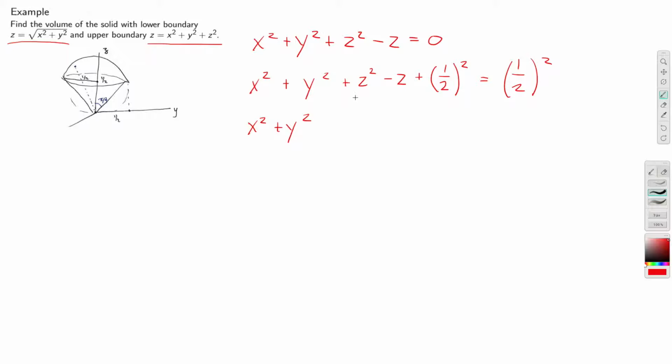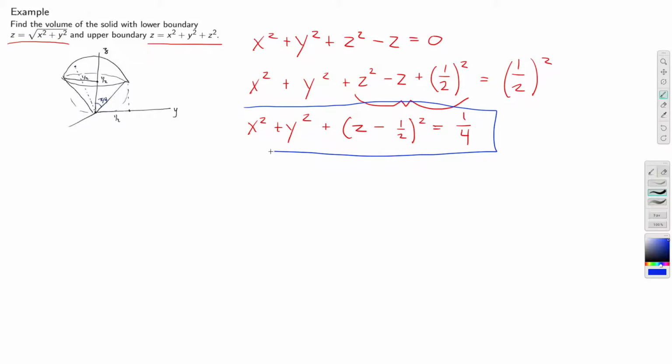Square it. Then you can rewrite it again. Now, this can be rewritten as z minus a half squared, and then this becomes 1 on 4. So this really is what we want, because this tells us where it's located. So this tells us that it's shifted a half up in the z direction. As you can see here, the origin is at a half.